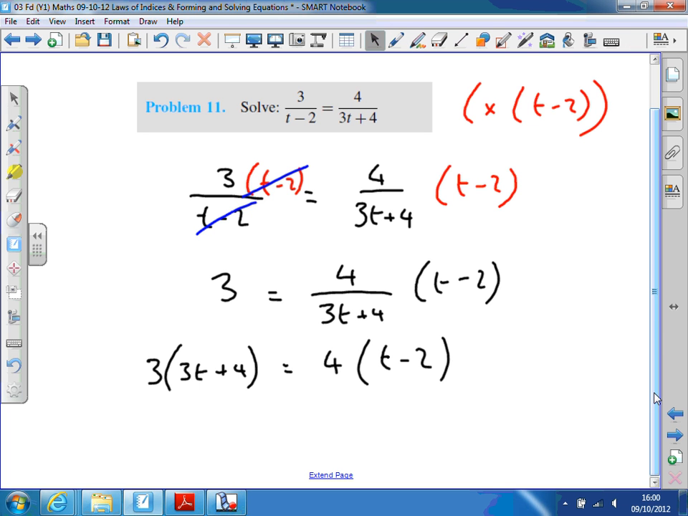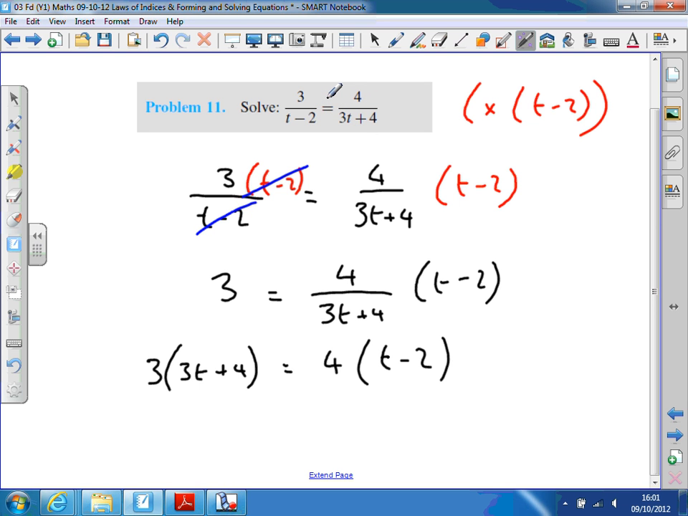In the textbook it talks about the idea of cross multiplying. If I multiply both sides by t minus 2, that effectively shifts up to that side, and this effectively shifts up to that side. That's been the effect, look, if we look at it. But that's the reason, that's the logic behind it.